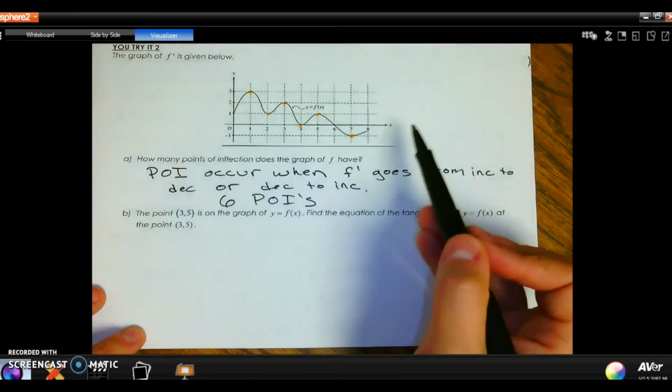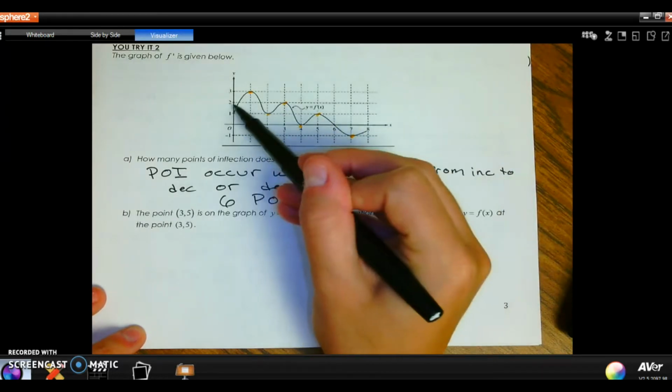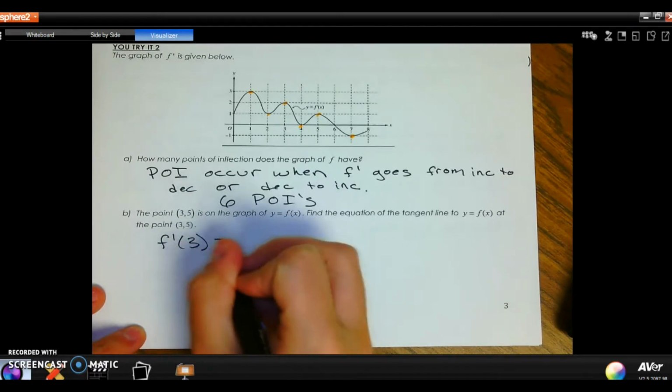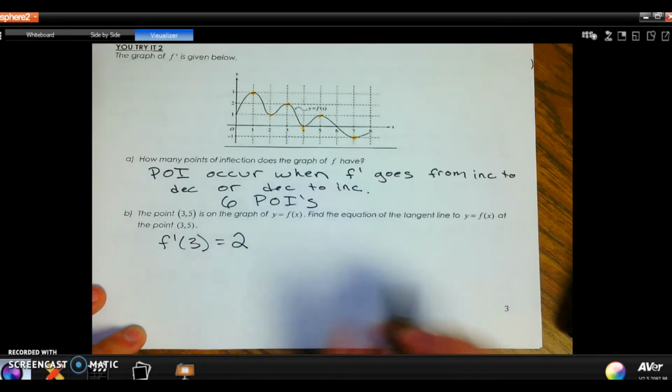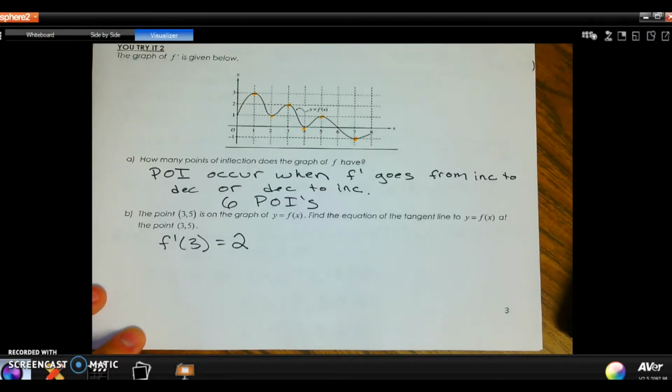Well, I have a graph of the derivative. So would you agree that the derivative at 3 is 2? So the derivative at x equals 3 equals 2, right? So the derivative at 3 equals 2. So that was my x value, so I did that.